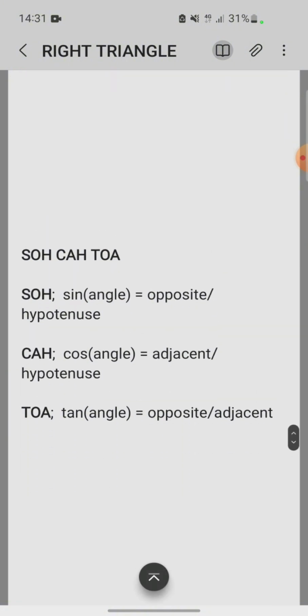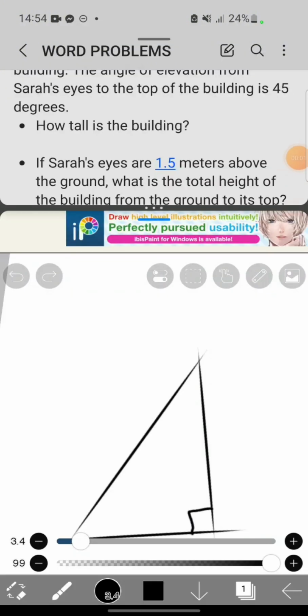So let's solve some examples so we can dig further into information about the right triangle. So let's continue.